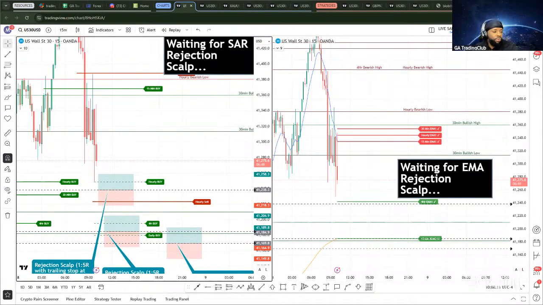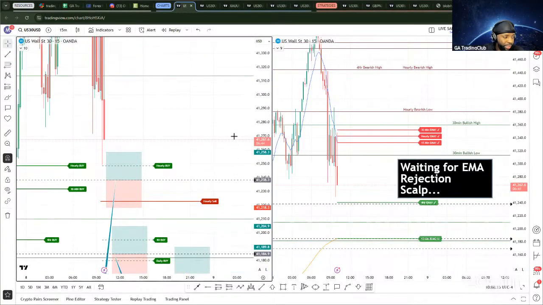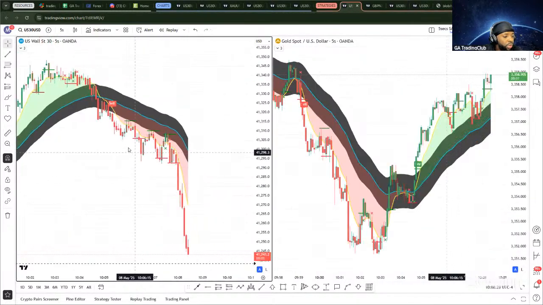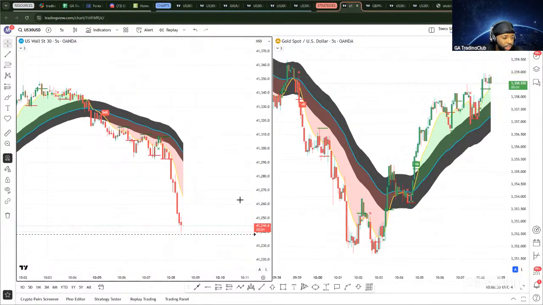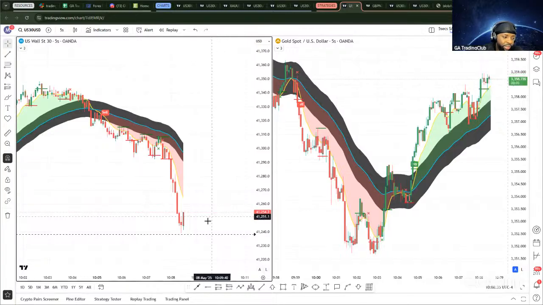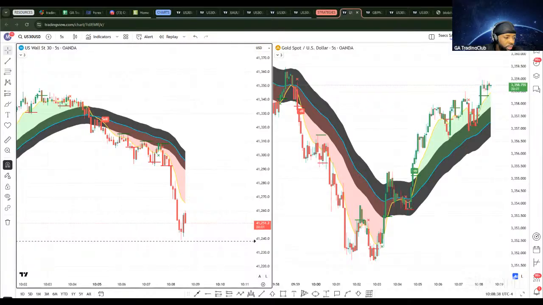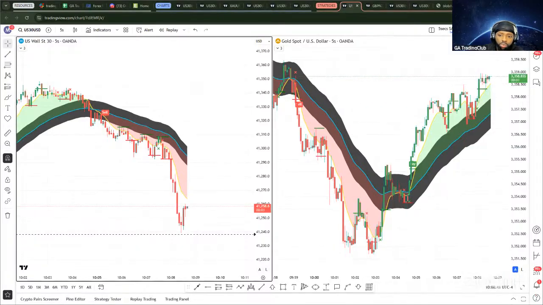So hopefully we get, this level hasn't been tested yet. So if price comes back to this hourly area, but we need to go past, okay, so we need to go there. We don't want to see a rejection from here. So if we go right here, we want price to touch that zone. This is tricky. 39. This is SAR. We do not, oh shit.